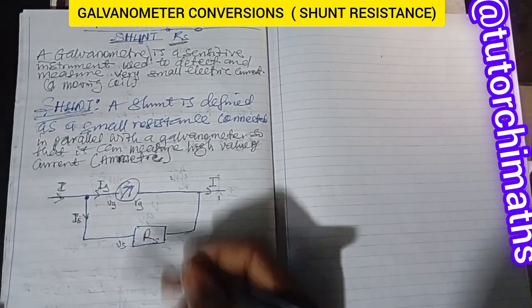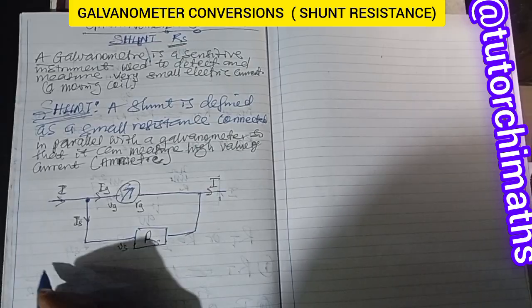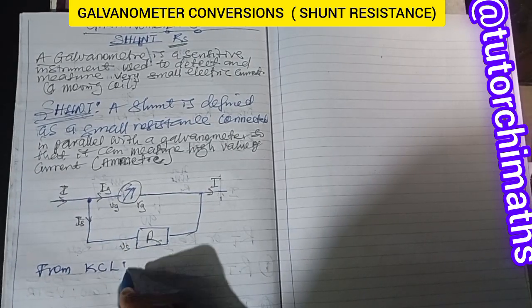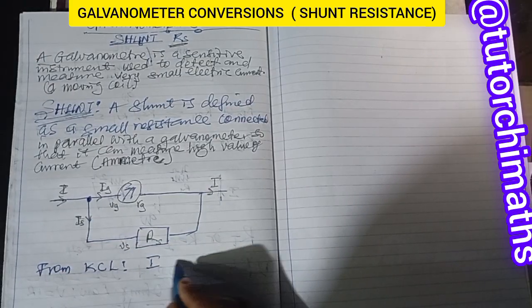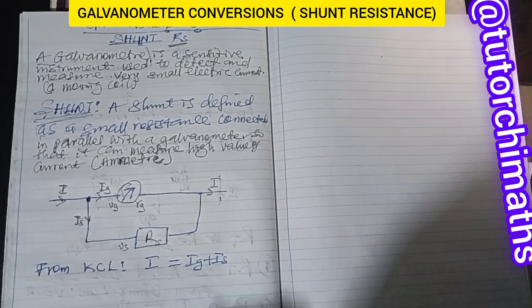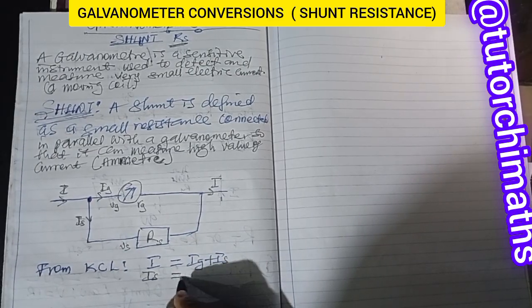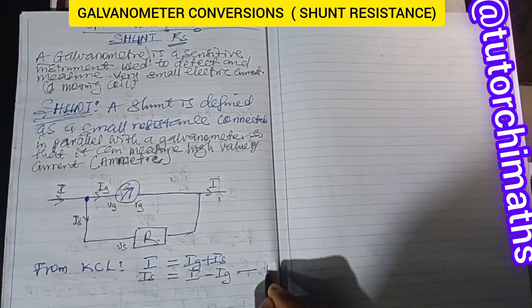Alright, let's consider the principle of operation. Now, from KCL, this is a node here. This is a node. So we can have I is equal to IG plus IS. Okay, so that IS now is equal to I minus IG. Let's call here equation 1.